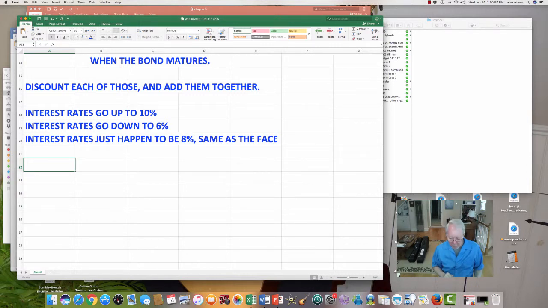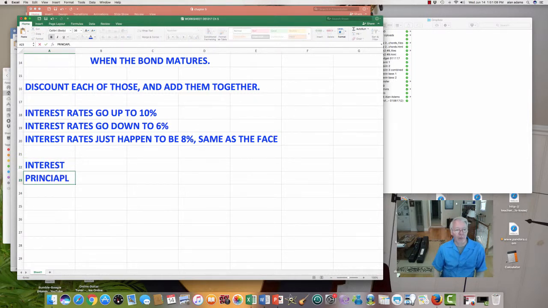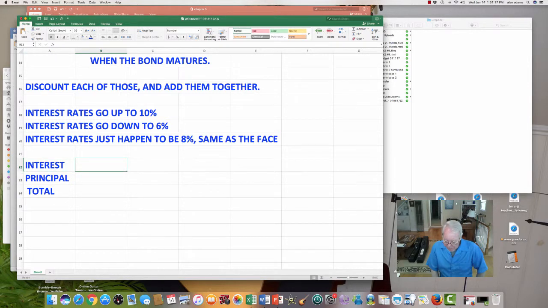Okay, so let's start by looking at interest and principal. Whenever we do this, we'll do it in 2 steps. Principal, let's try spelling that right, and of course the total. Now looking at page 114, 115, I will not call up my tables, I'll just refer to them, okay? But now let's look at the first scenario.